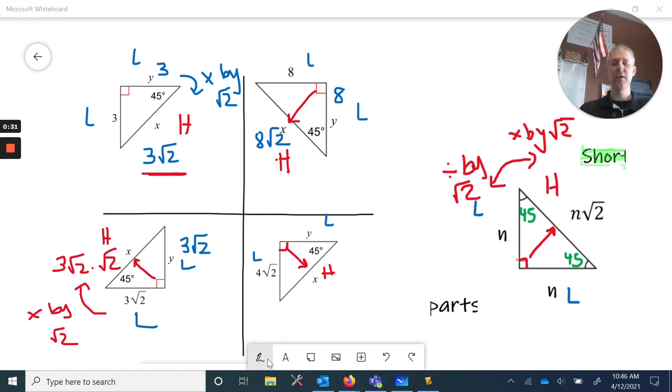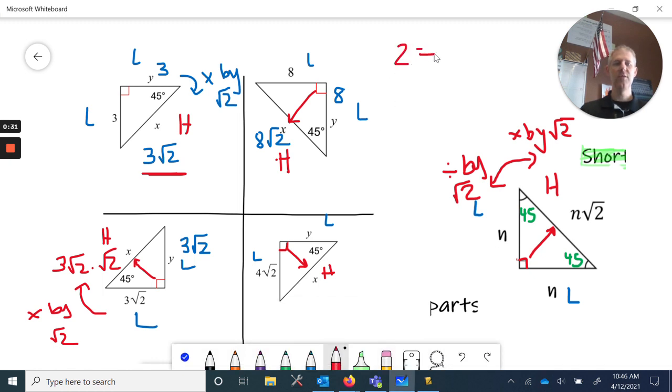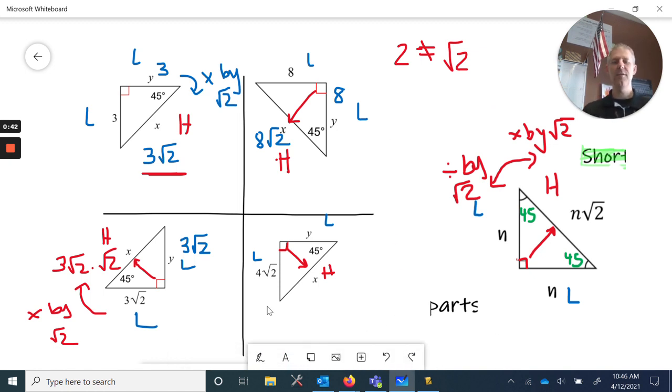And then just really quick, I want to emphasize again that 2 does not equal the square root of 2. They have different values. 2 is this much. The square root of 2 is 1.4 and change. I also added on my skeleton diagram here for any similar 45-45-90 triangle, so you can go back and look at these examples again.